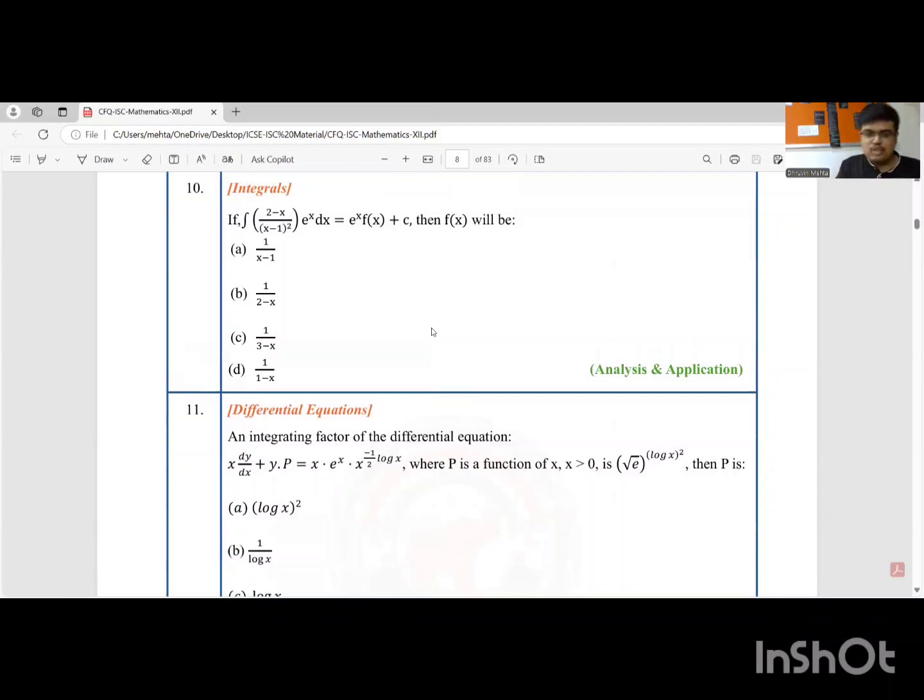Question number 10, students, is actually a direct type. We have a direct formula for this. It is e raised to x into f of x plus f dash x. I hope you have practiced this particular type. In this type, we'll have to make one adjustment for this particular question. We need to create two fractions in this case, students.